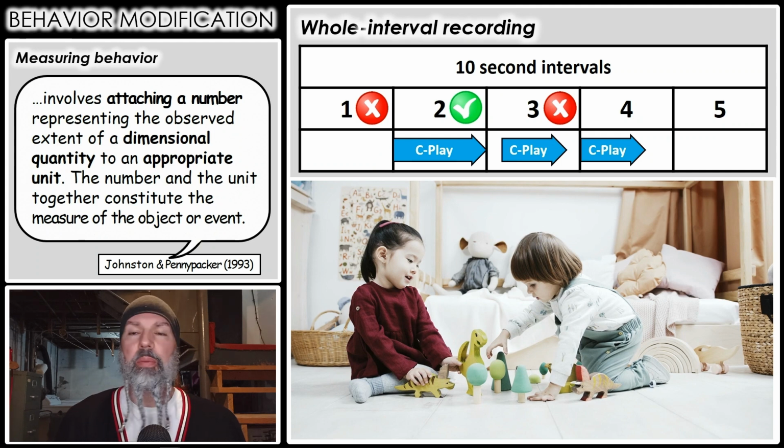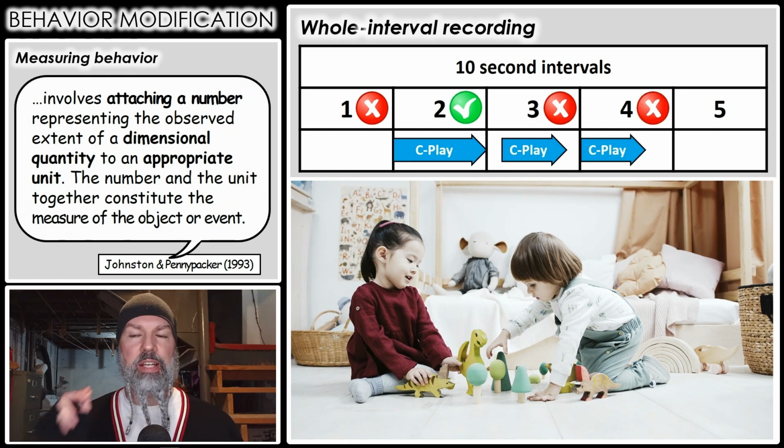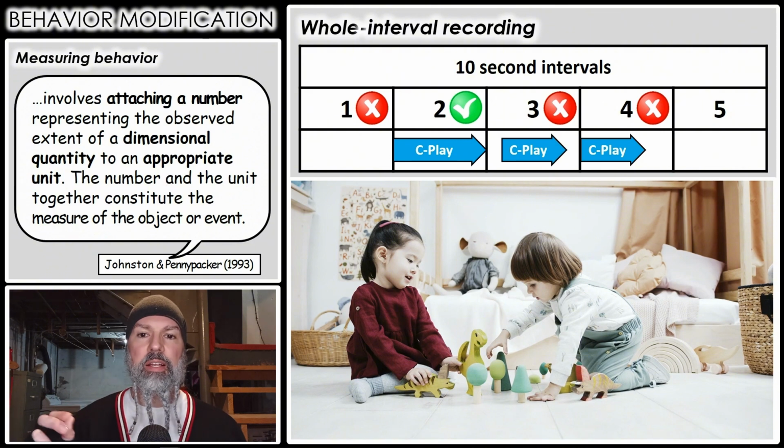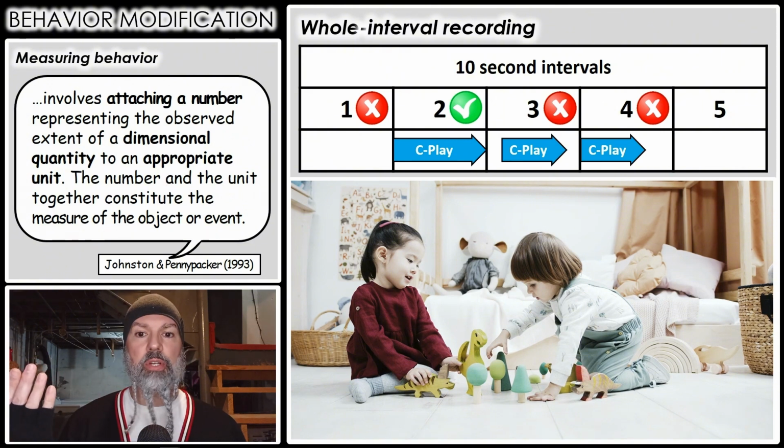So maybe they only play for 6 seconds again together, and then they stop playing. It did occur, the behavior was occurring at the beginning of the interval, but because it didn't reach the end of the interval, it didn't occur throughout the interval, again, we would indicate that as an interval where the behavior has not occurred.